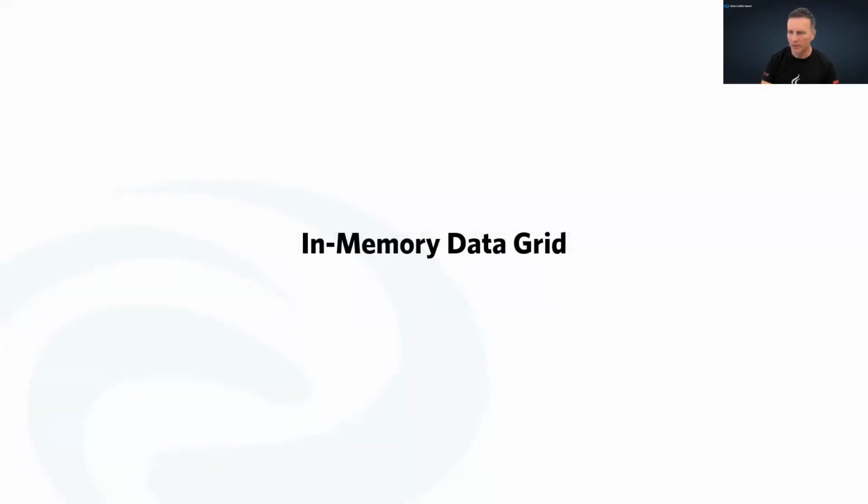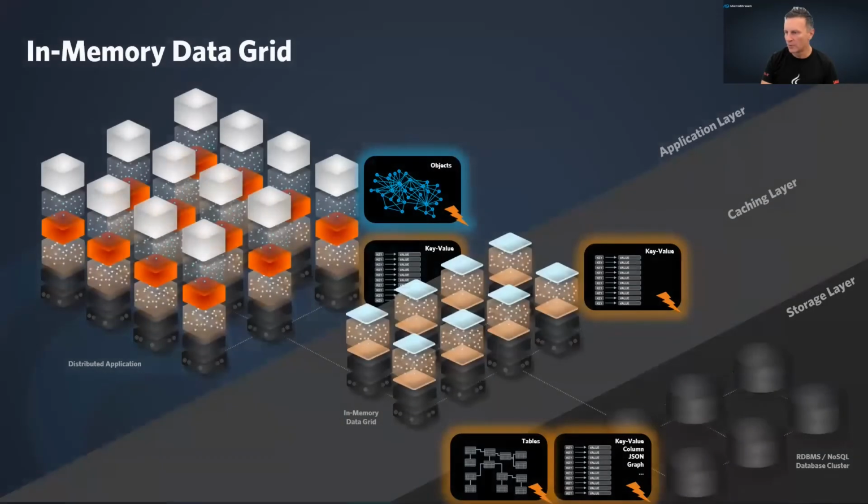All right, in-memory data grid. What actually is an in-memory data grid? I was really confused about the difference between distributed caches and in-memory data grids, because when you have a look at the vendor map, most vendors of distributed caches are also vendors of in-memory data grids. So where's the difference?